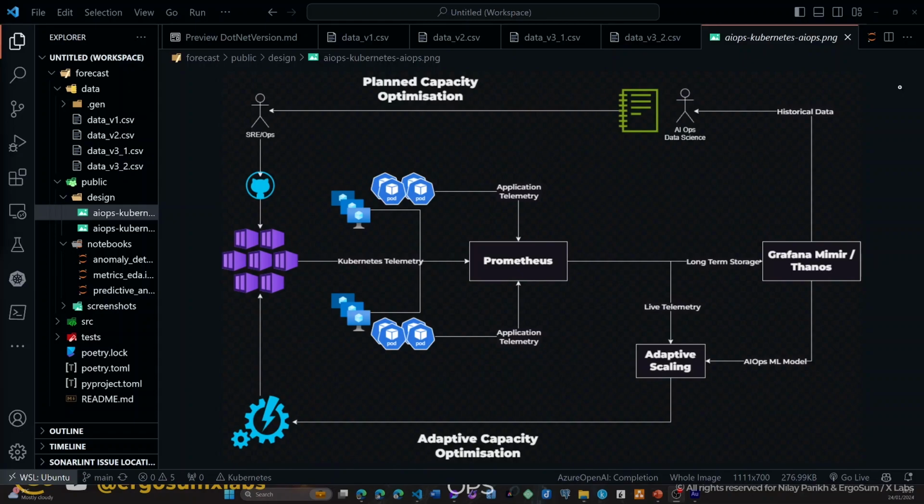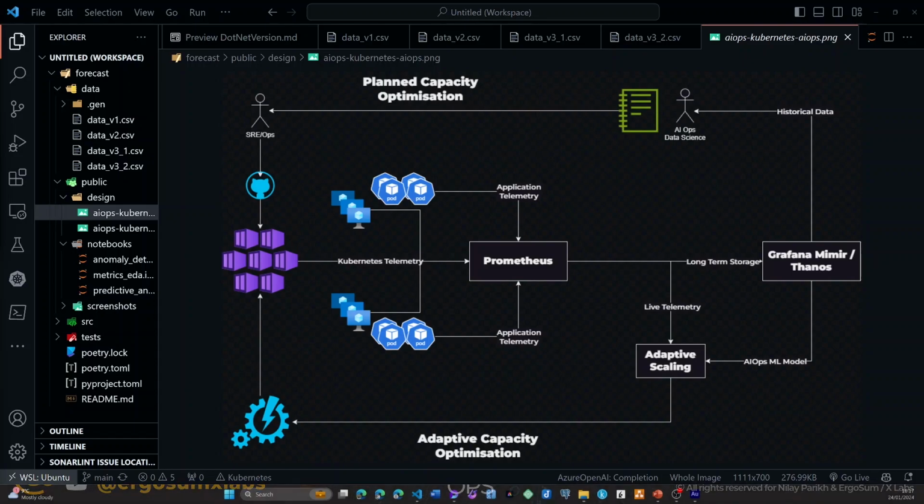The cornerstone of our data collection process is SRE, where SRE practices apply software engineering principles to operations. This is where we gather operational data essential for our analysis. Next, we have Kubernetes telemetry. This includes metrics, events, and logs from Kubernetes cluster, nodes, pods, and containers. It's vital for understanding the health and behavior of our system.